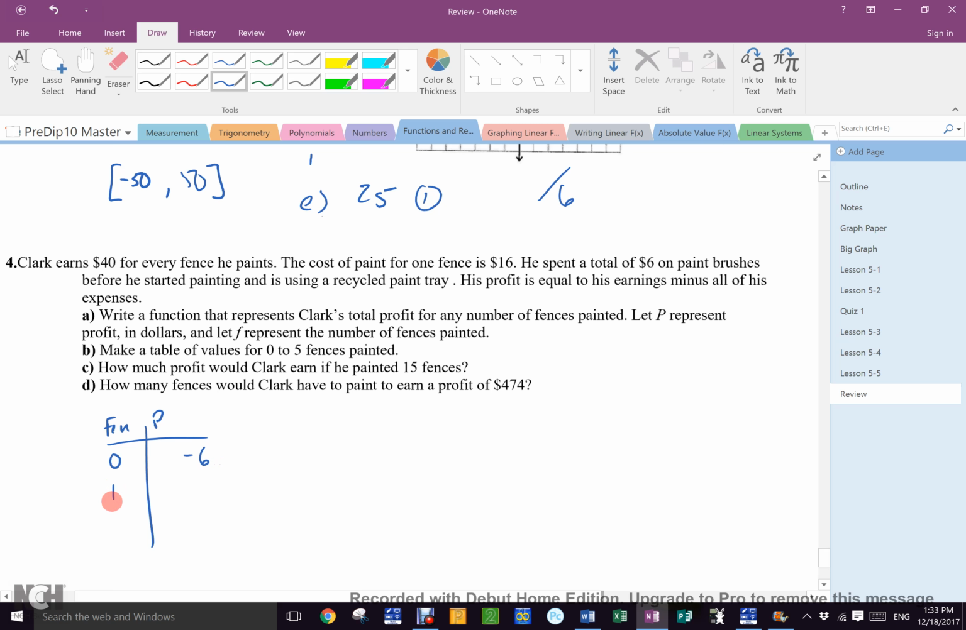If I paint one fence, $18. I get 40. Minus how much? 16 for one fence, minus 6. How many times do I pay that 6? Once. So do I get 40? Of that 40, do I not lose some of that money? Yeah. But I don't lose it more than once, do I? No. Because I'm using my paint tray again and I'm washing my paint brushes, right? Yeah. So how much should this be? What should I do with the 40 and the 6?